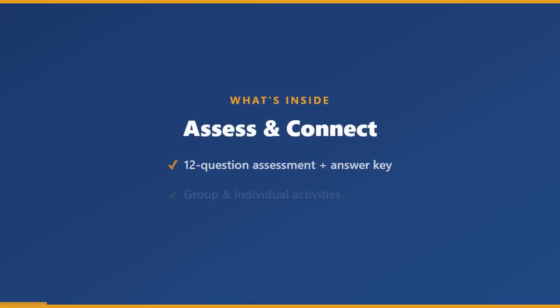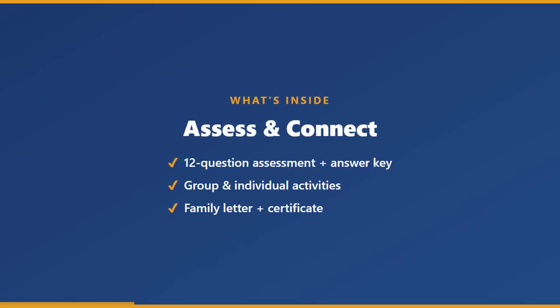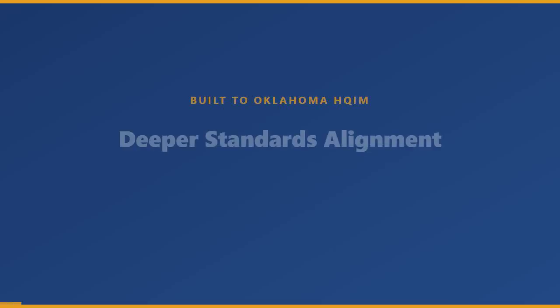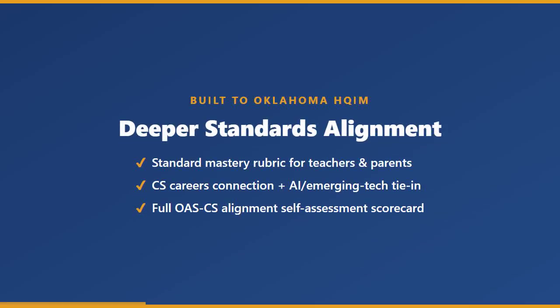This unit includes a standard mastery rubric for teachers and parents, a visual comparison chart of team versus user feedback, a CS Careers connection, and an AI connection, all built to the Oklahoma HQIM rubric, plus a 10-question assessment with answer key, group and individual activities, vocabulary puzzles, a family letter, and a certificate of achievement.